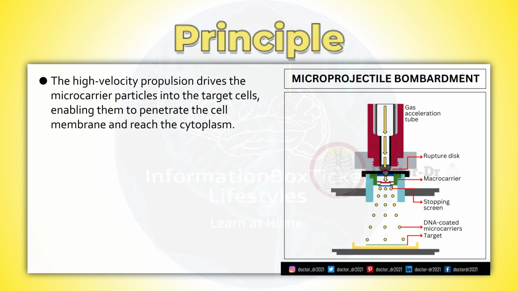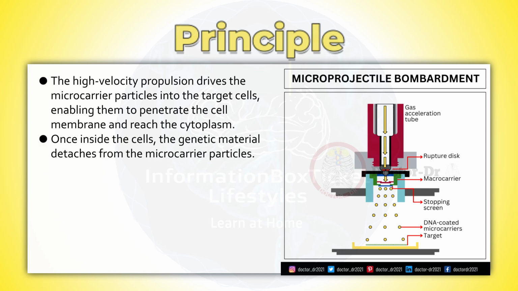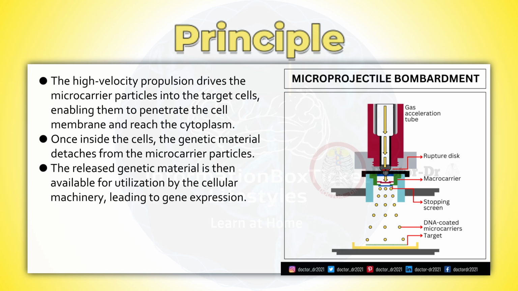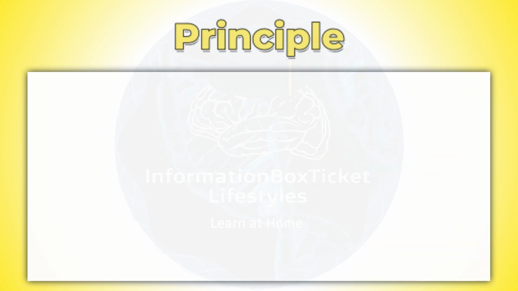The high-velocity propulsion drives the microcarrier particles into the target cells, enabling them to penetrate the cell membrane and reach the cytoplasm. Once inside the cells, the genetic material detaches from the microcarrier particles. The released genetic material is then available for utilization by the cellular machinery, leading to gene expression.